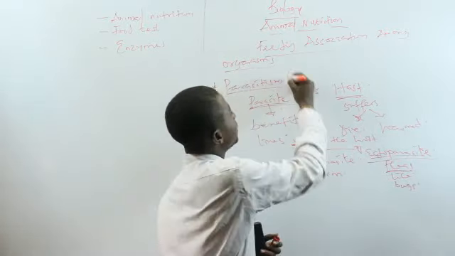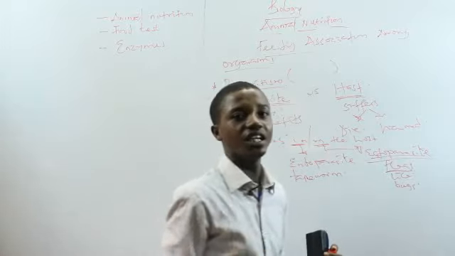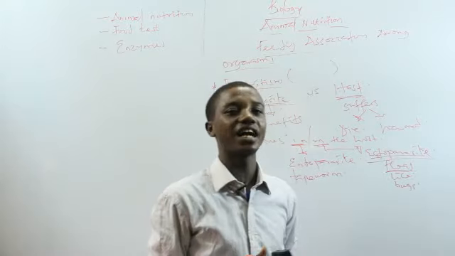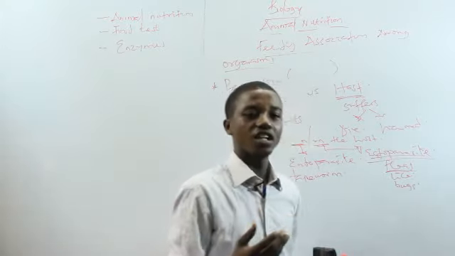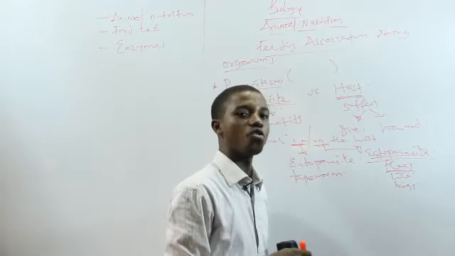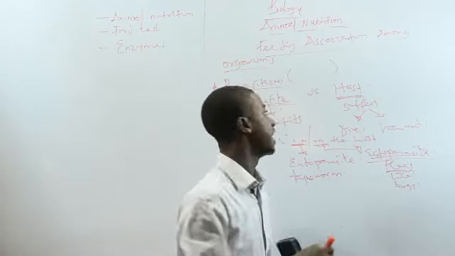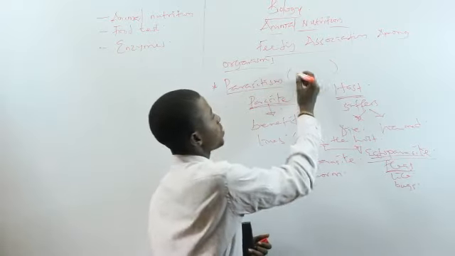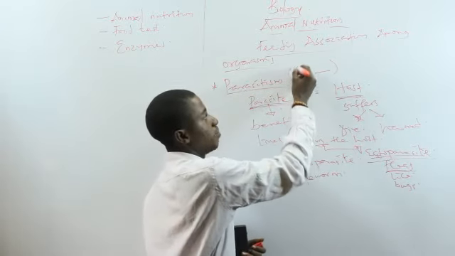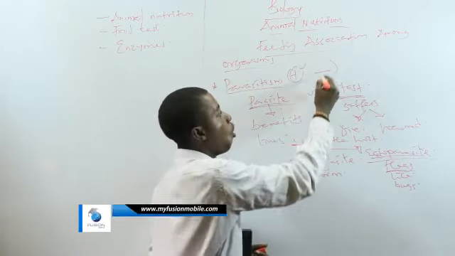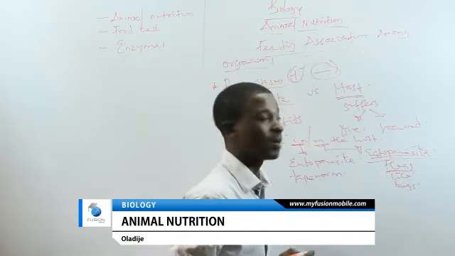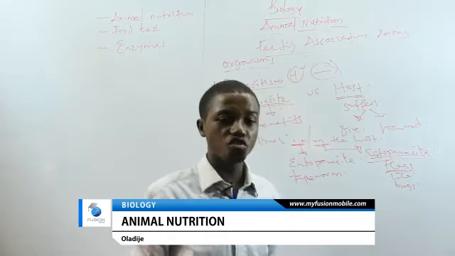So mathematically, what do you think parasitism will be? Now we'll be able to establish the fact that parasites feed on the host. The parasite benefits while the host suffers, and at times the host might die. So basically speaking, parasitism will be plus minus. The parasite benefits while the host suffers.